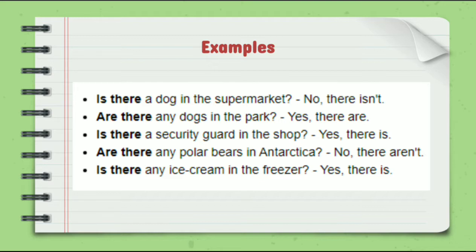The first one is, is there a dog in the supermarket? No, there isn't. Then, are there any dogs in the park? Yes, there are. Then we have, is there a security guard in the shop? Yes, there is. Then we have, are there any polar bears in the Antarctica? No, there aren't. Finally, we have, is there any ice cream in the freezer? Yes, there is.